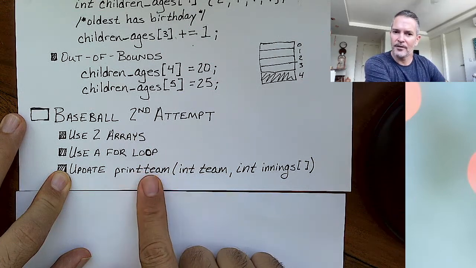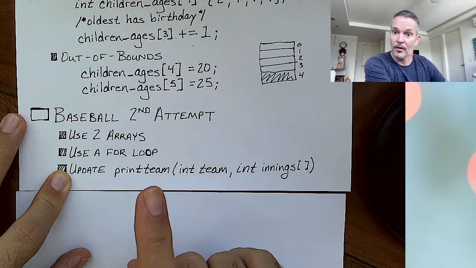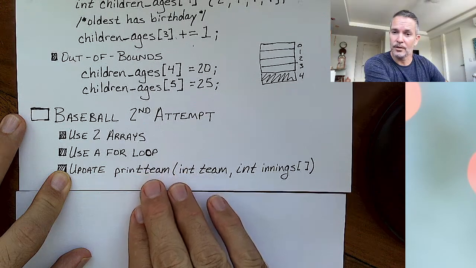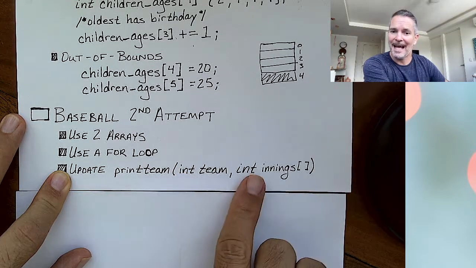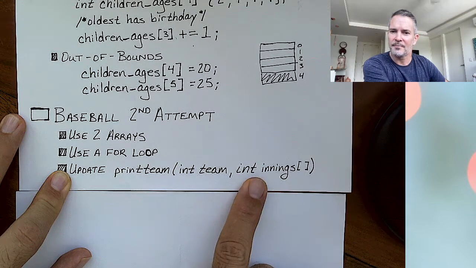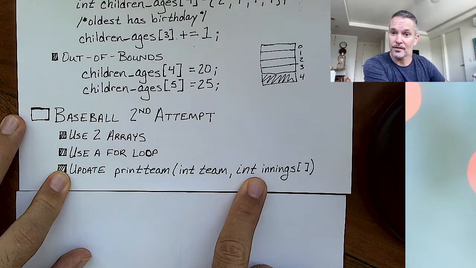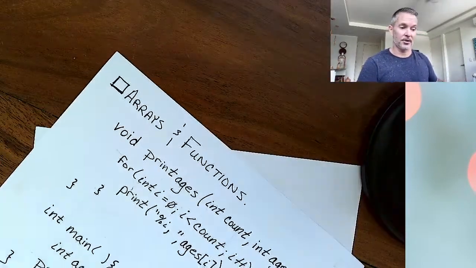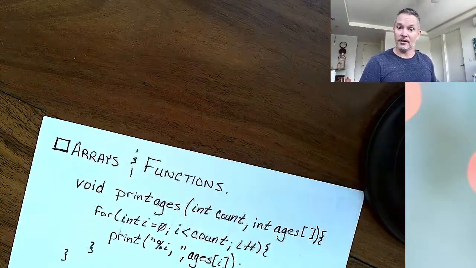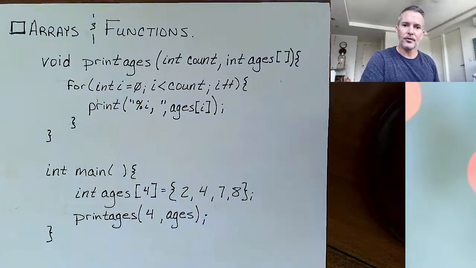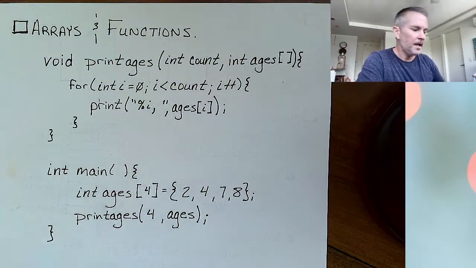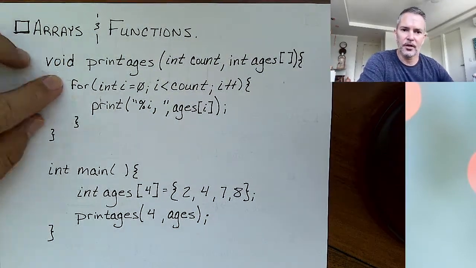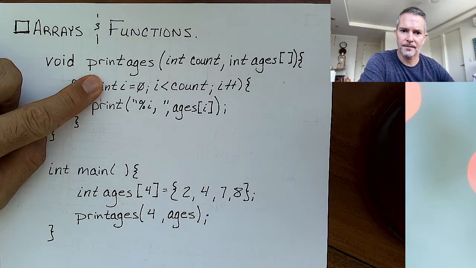I'm going to show you how to do that right now because it requires that I give you a little more information about how arrays get passed into functions. So let me show that to you, and that'll be the last piece of information you need to get started on the challenge. So, arrays and functions. Take a look at this function I've created called print ages.